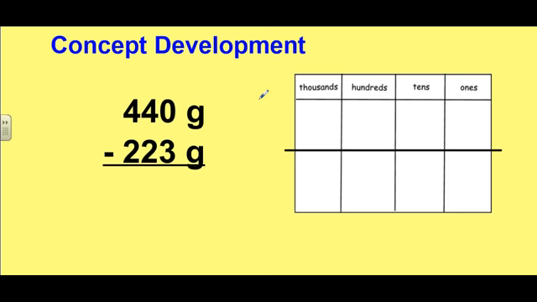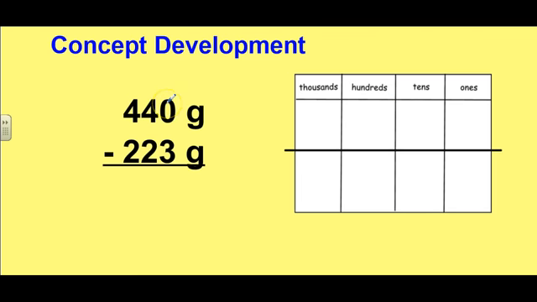Okay, so the next problem you need to write on your piece of paper is 440 minus 223, and I want you to draw your place value chart beside that. Once you have that written and your place value chart drawn, you can push play so we can go on and work this out.